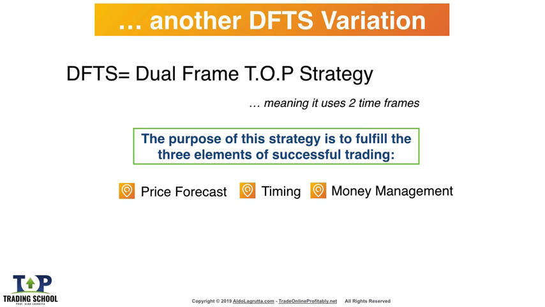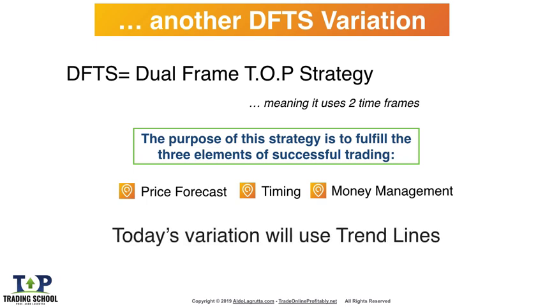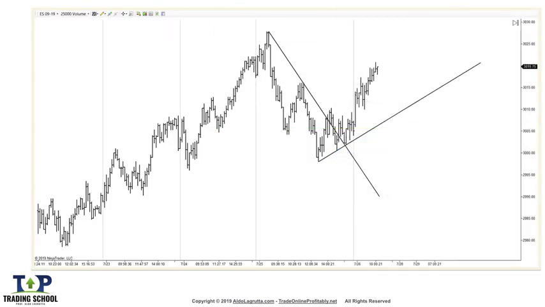But today, I'm going to show you another DFTS variation where we're using Aldo's favorite tool, trend lines. So the most basic thing to keep in mind is that a trend does not change until a trend line is broken. So now you can see in this chart how the downtrend line has been broken. That indicated that the trend was no longer down, at least not in this time frame, which is the only one we care about for the scalps that we're looking to take.